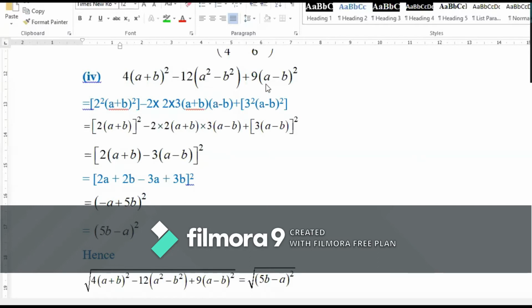Similarly, the last term 9(a minus b) is again written as a perfect square, like (3 times (a minus b)) whole square. And the minus 2 times 2(a plus b) is the arrangement of the perfect square: the first term is 2 times (a plus b), the second term is 3 times (a minus b), and then you will write it as the arrangement of first term square, second term square, minus 2 times first into second term. This will generate a whole square.